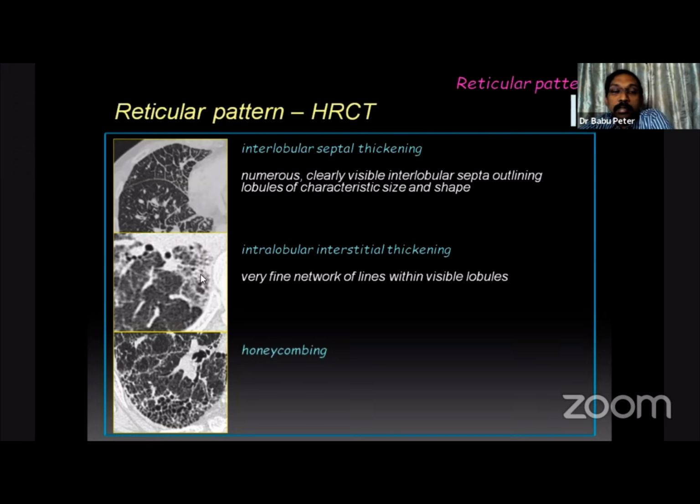The third pattern is the classic honeycombing appearance, where you get multiple tiny cystic areas in several layers, and these are about 3 to 10 millimeters in diameter with thick walls. So this is how they differentiate between honeycombing, and this is intralobular septal thickening. This is interlobular septal thickening.